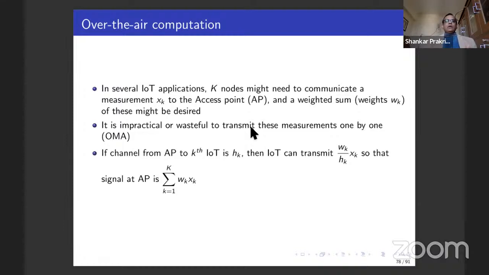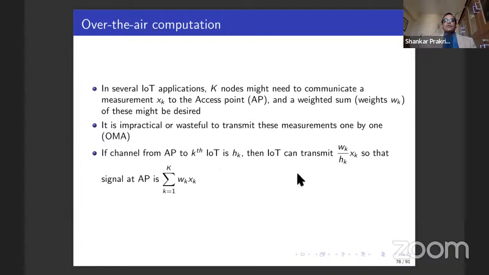What do you do? Normally, with orthogonal multiple access, you take the data from one sensor, you read it, go to the next slot, you read the next one, and so on. And then you take a weighted sum. But that will require a large number K of different time slots to be allocated, right? Or K different resource blocks. What you do instead is you allow all of them to transmit concurrently, right?